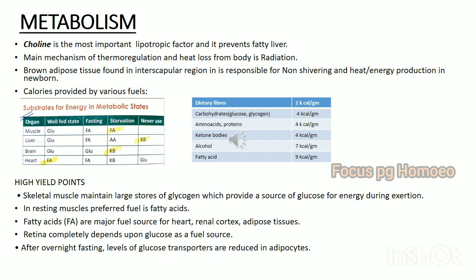In resting muscles, they use fatty acids. Fatty acids are major fuel for the heart, renal cortex, and adipose tissues. Retina is completely dependent upon glucose as a fuel source. After overnight fasting, the level of glucose transporters, that is GLUT, are reduced in the adipose.